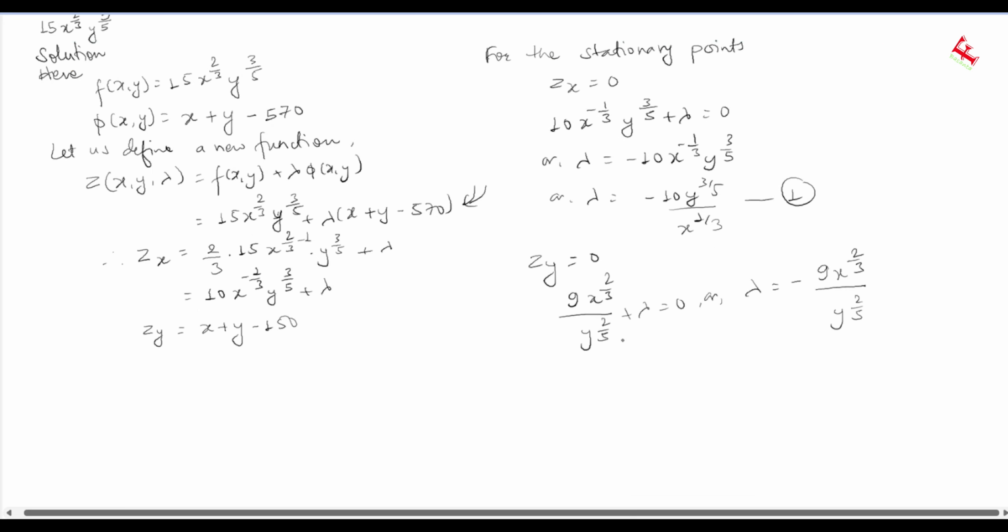Now let it be relation 1. Solving equation 1 and 2. Over here, the value of lambda is the same, so we'll equate minus 10 x to the power, sorry, in brackets y to the power 3 by 5 over x to the power 1 by 3 is equal to minus 9x to the power 2 by 3 whole over y to the power 2 by 5.